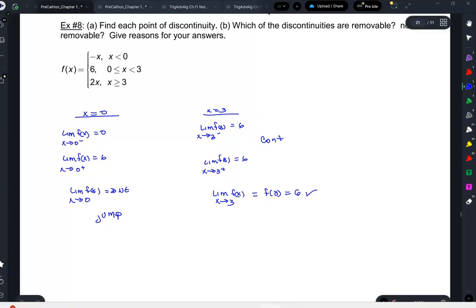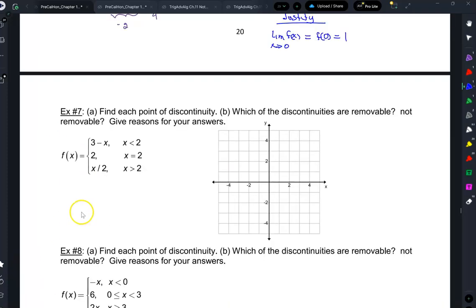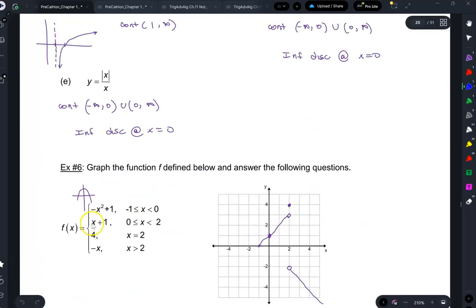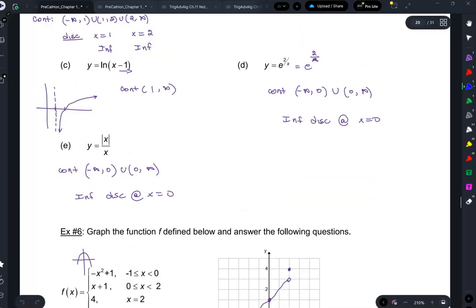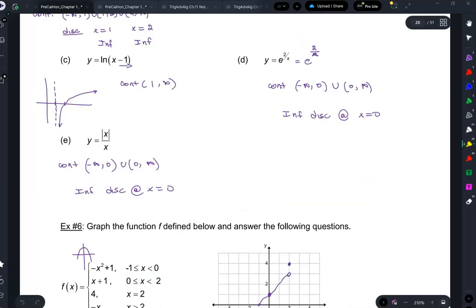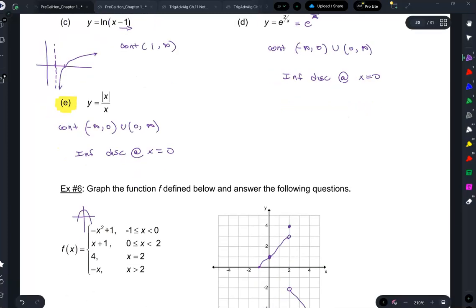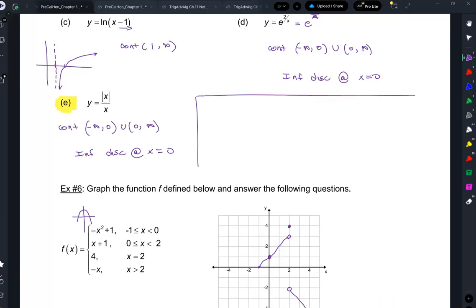What I wanted to go over was this function, E, from the previous page that we just did. This is the one I wanted to go over. So we have y equals absolute value of x over x, and we want to know.